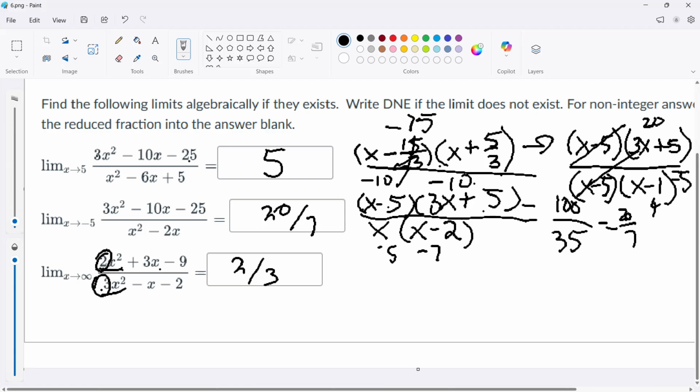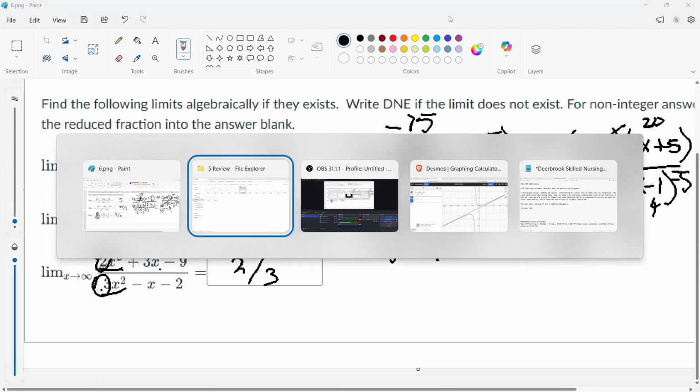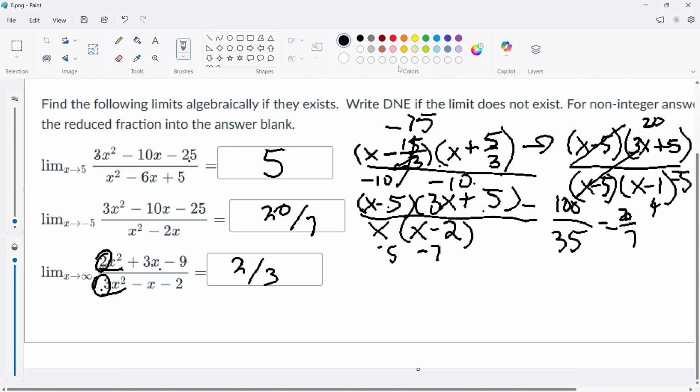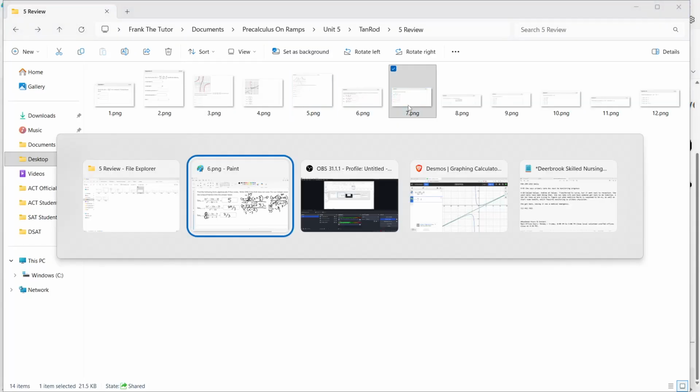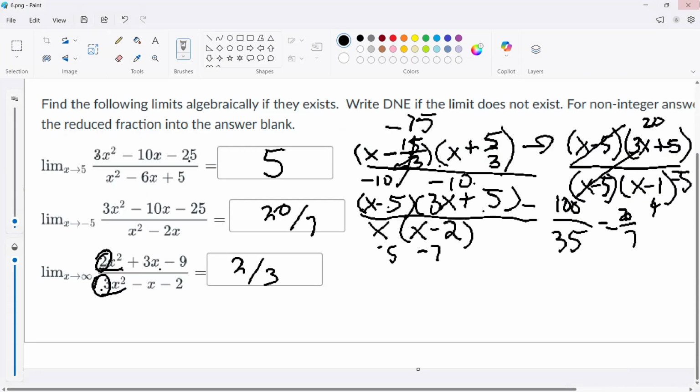So 5/27 and 2/3. Oh, I'm not done. Wait a minute. That's 6. I thought I was done, but I have to do 7 and 8.